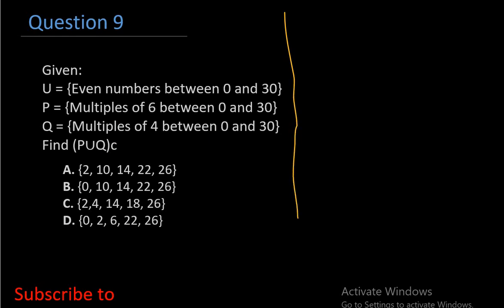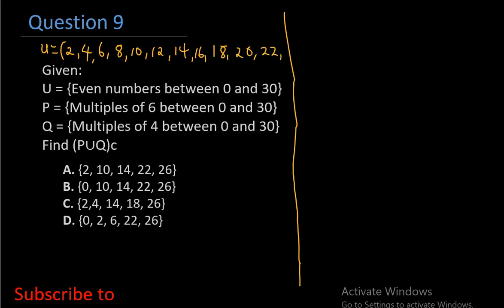They gave us the universal set in this question. U is equal to the even numbers between 0 and 30. Let's list them: 2, 4, 6, 8, 10, 12, 14, 16, 18, 20, 22, 24, 26, 28, 30.